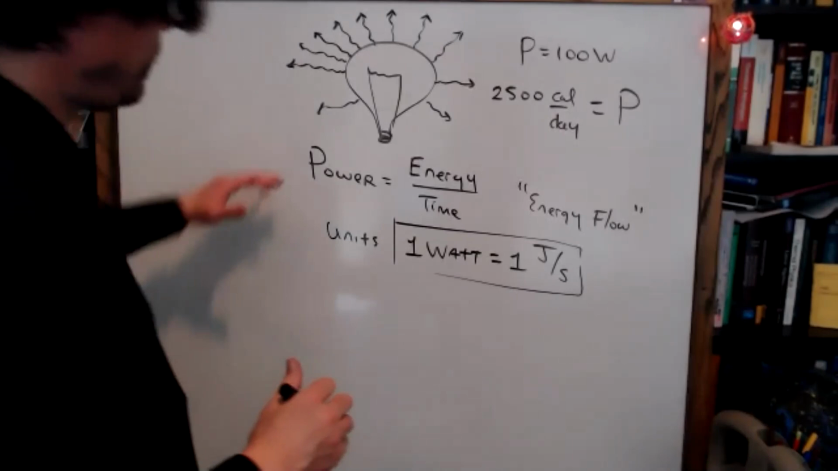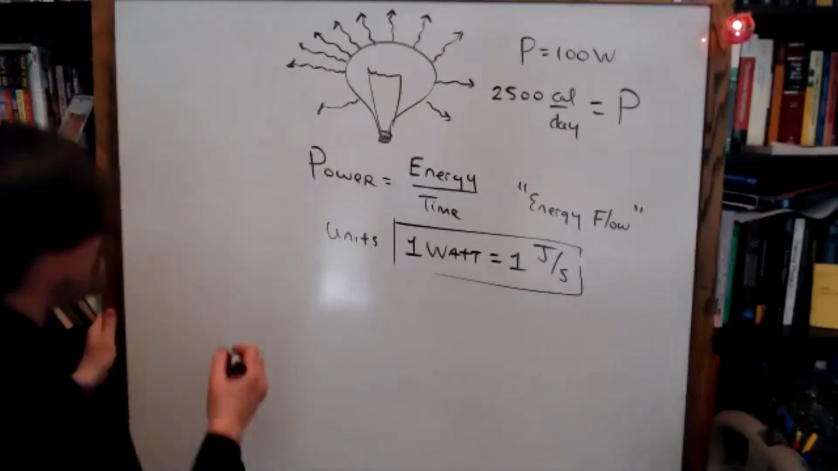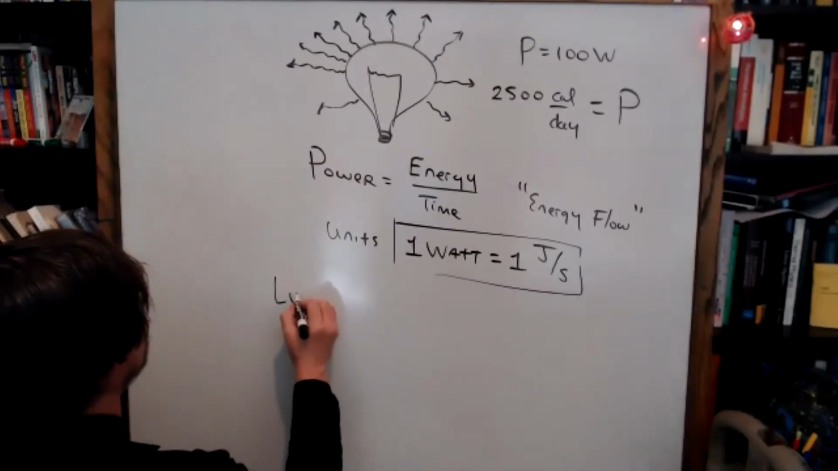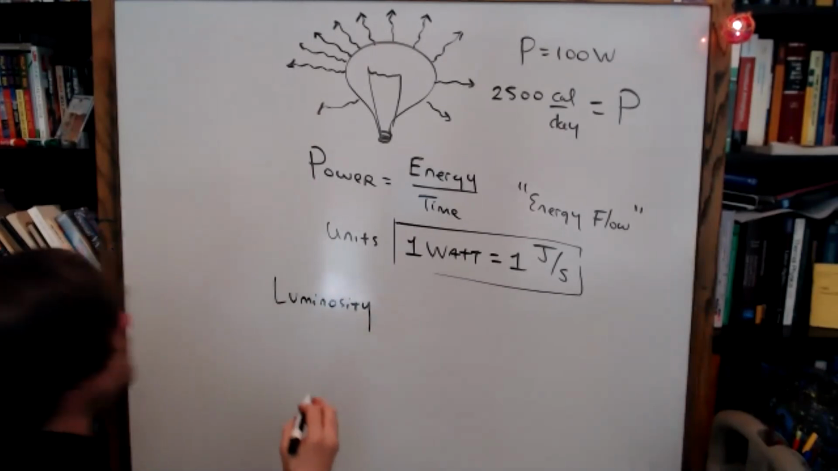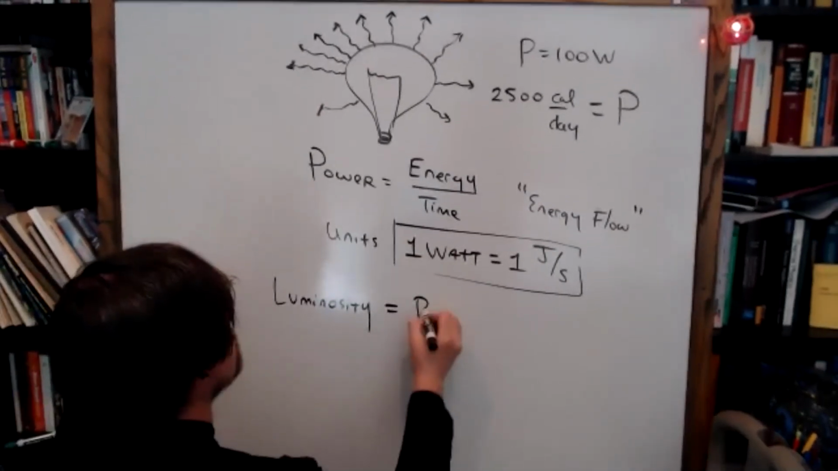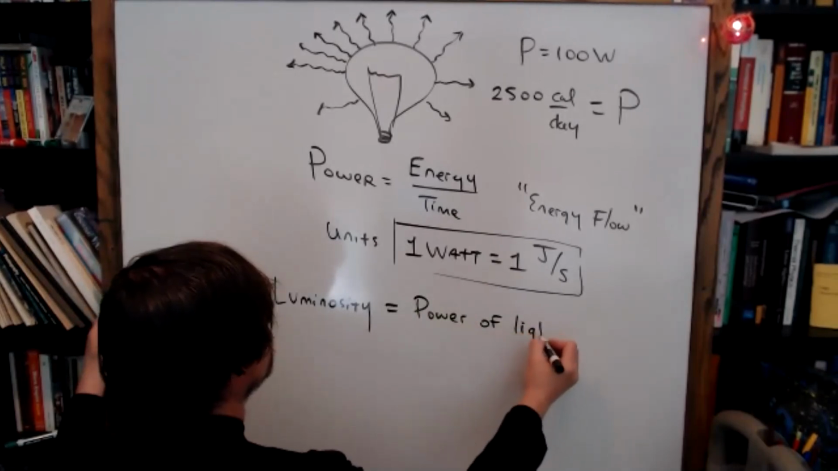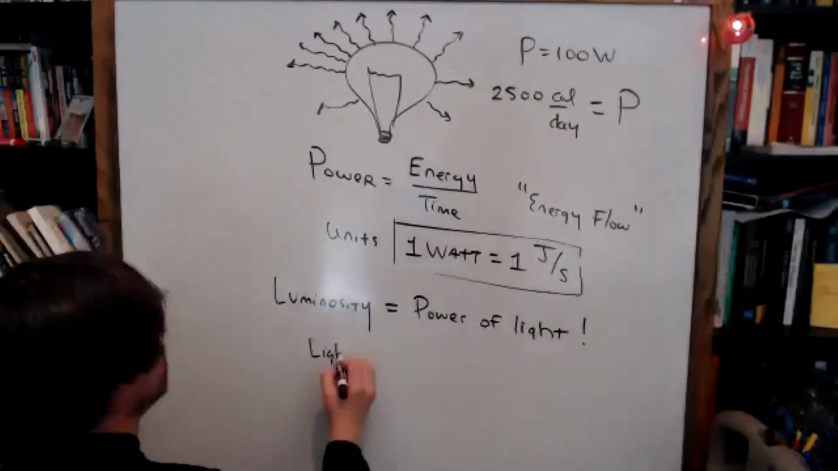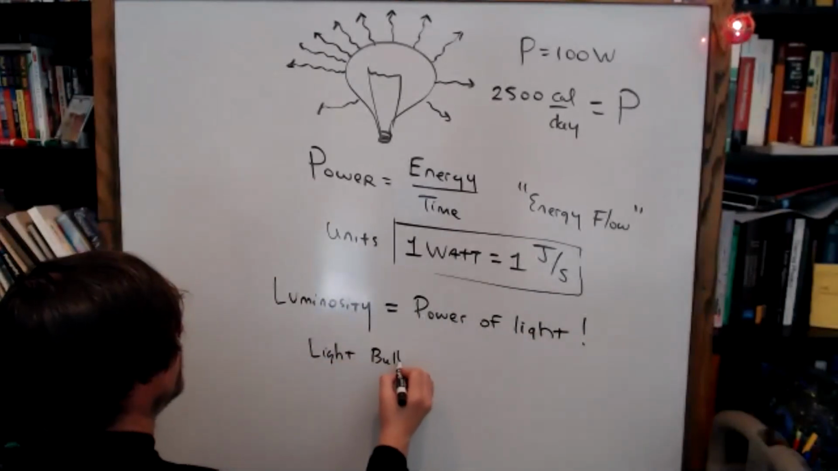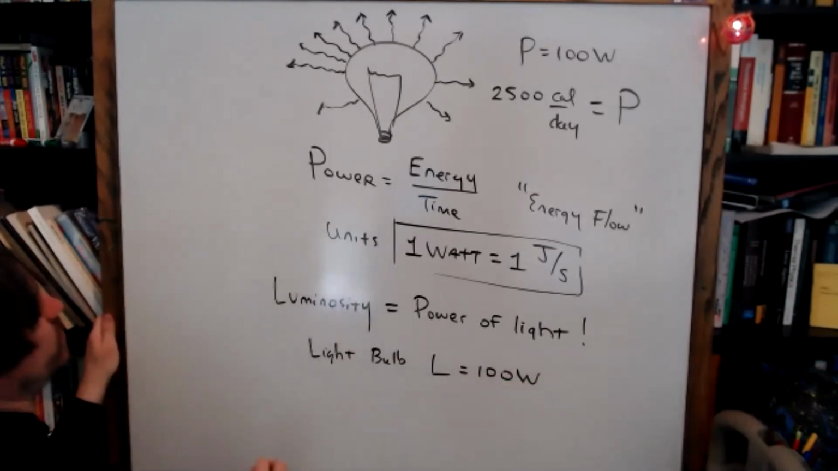Now listen, there is another word that means the same thing as power. And that word for astronomers is called luminosity. We tend to use luminosity when we're talking about light. Luminosity is the power of light. So for instance, a light bulb like the one we discussed today could have a luminosity of 100 watts.